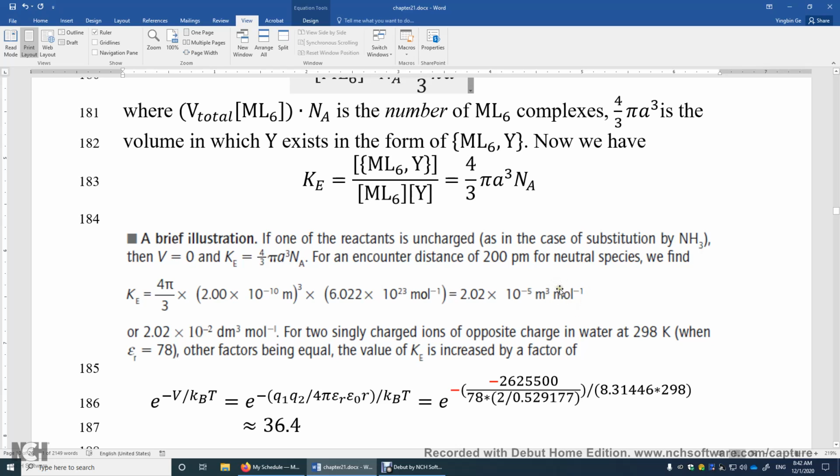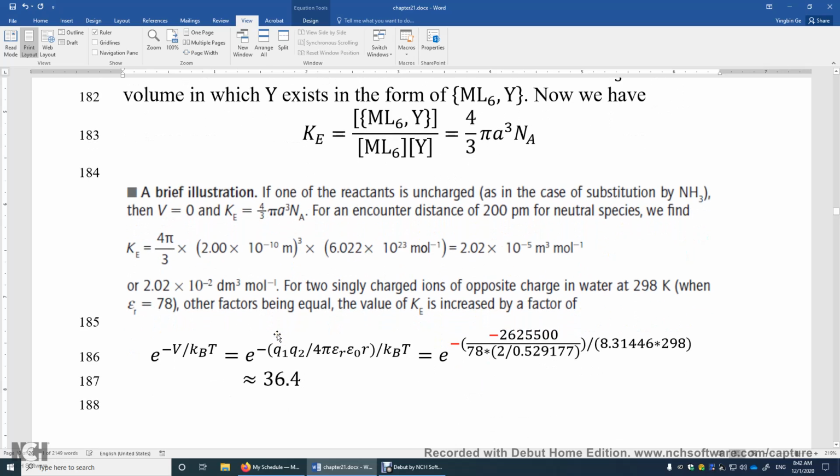This is the SI unit. This is the non-SI unit, but commonly used unit. What if you have both reactants, the entering ligand and the transition metal, both are charged, and they have the opposite charge? Okay. Let's say the ligand has a -1 charge, the transition metal complex has +1 charge. The value of K sub E is increased significantly by a factor of 36. How come? Well, it's just very simple. It's e to the power of -V over kBT with the Coulombic potential.